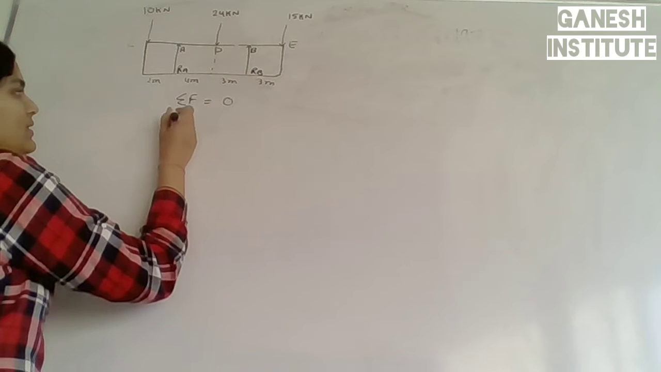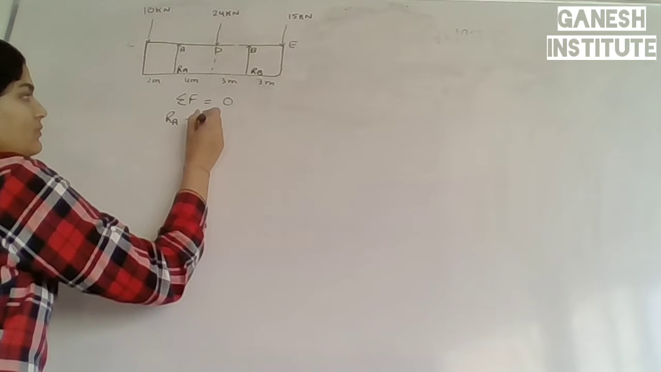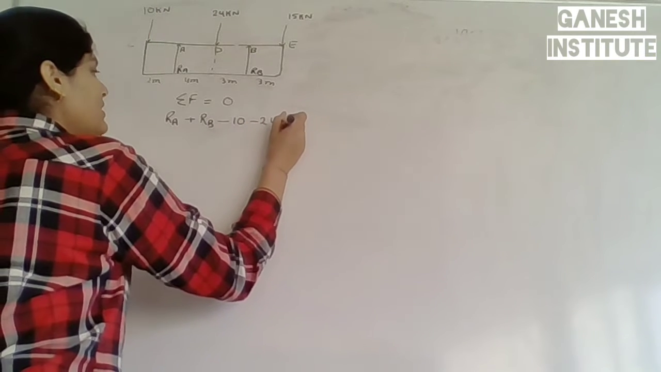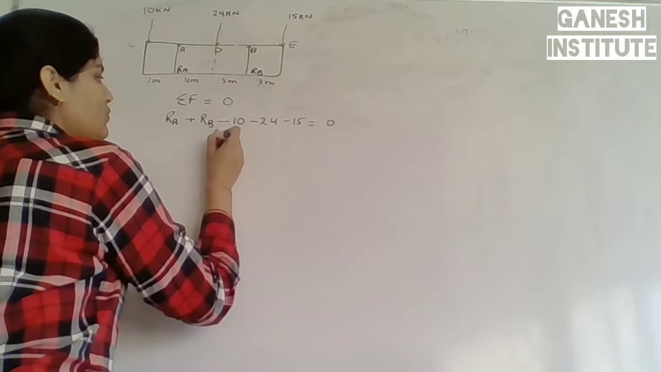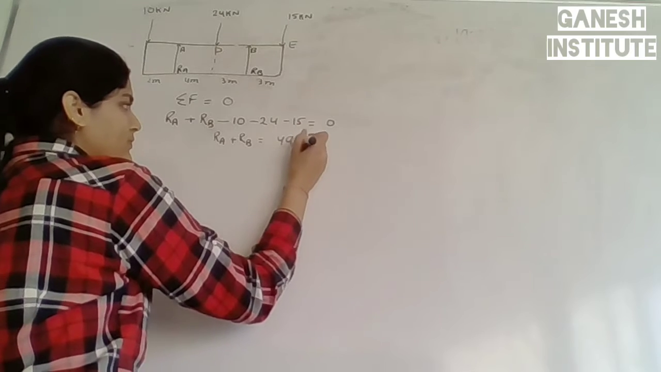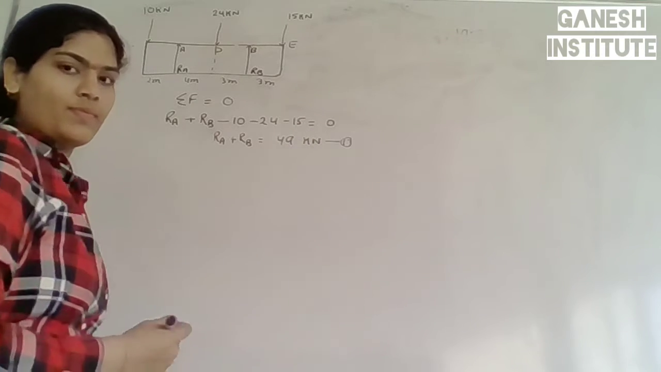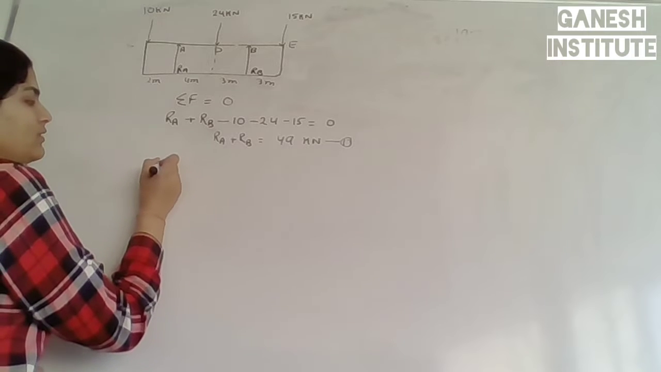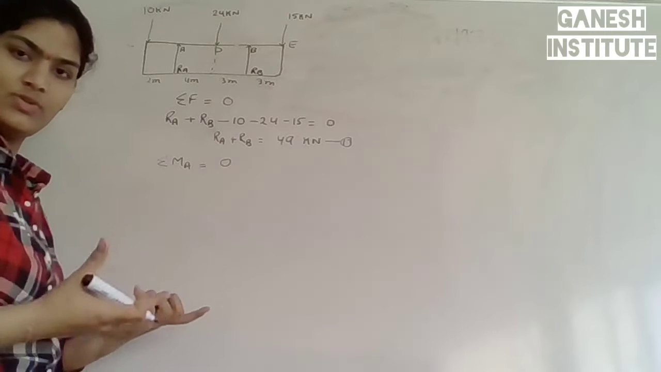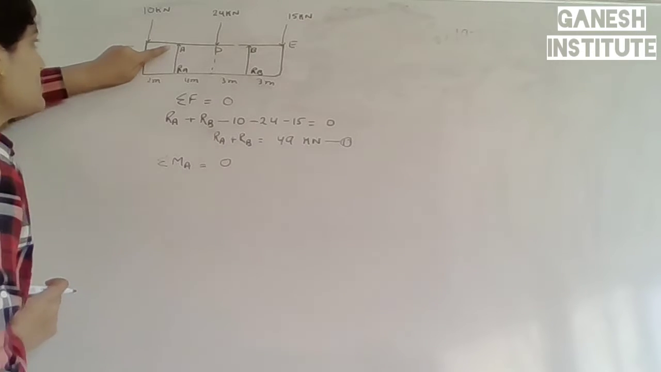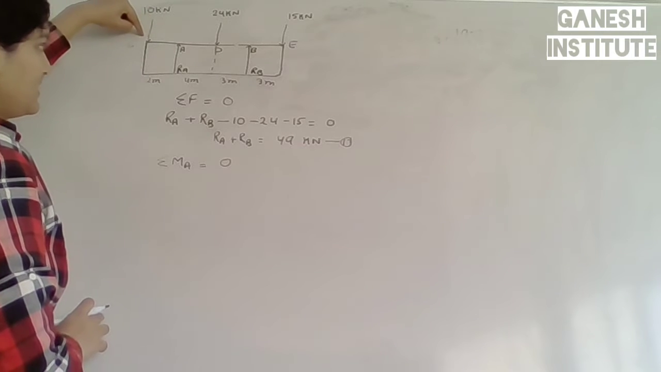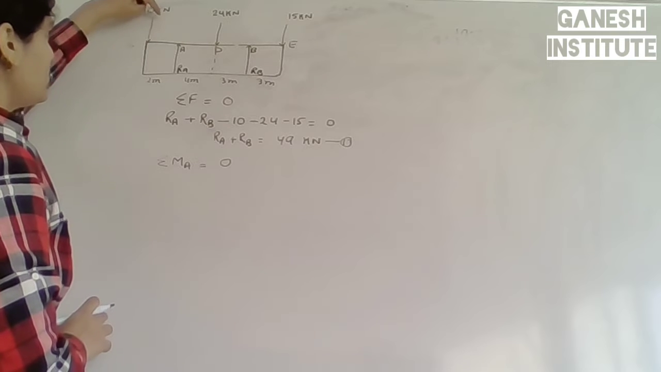So RA, RB positive, and these three downward forces negative. So this is 34, 9. Now for moments as well, the moment at point A is equal to 0, the summation of all the moments. So this is point A. Now the moment of C with respect to A.